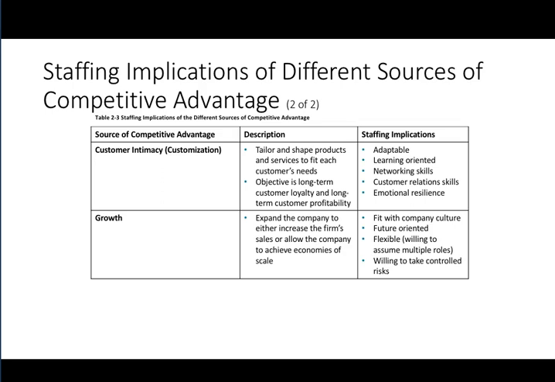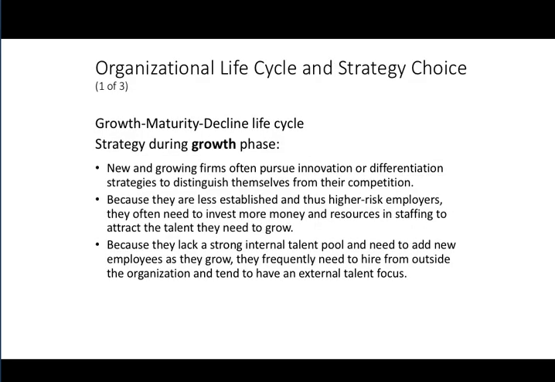A niche strategy is also focused on adaptability and learning and networking. And so these sorts of skill sets are really important. And so our staffing strategy is going to be focused on finding people with these skill sets to make that work. Where a company is in its life cycle also influences its strategy choice.